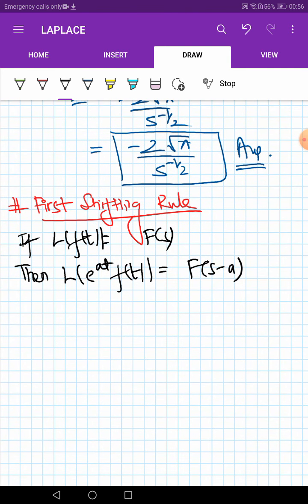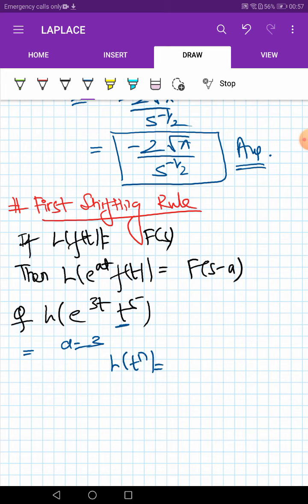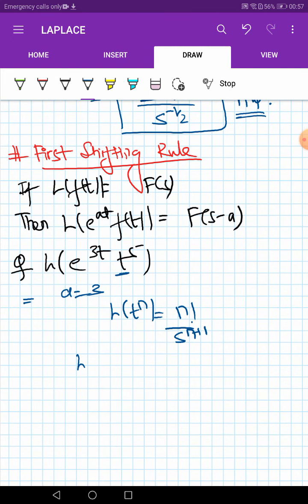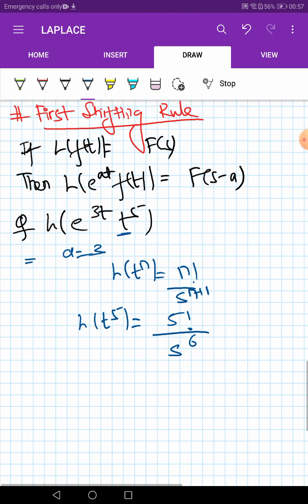Let us understand this concept more clearly with the help of an example. Suppose you are given the question to find the Laplace function of e power 3t t power 5. It is in the form of e power at f of t, so a will be 3 here. Now what is the Laplace function of t power 5? The Laplace function of t power n is n factorial divided by s power n plus 1. So the Laplace function of t power 5 will be 5 factorial divided by s power 5 plus 1, that is 6. So 5 factorial by s power 6.